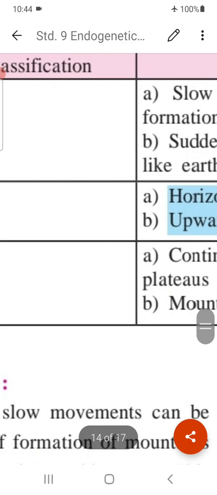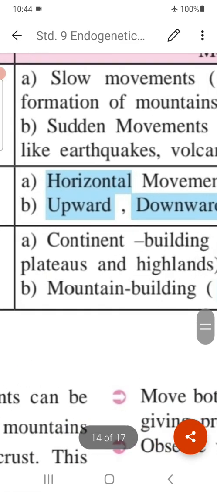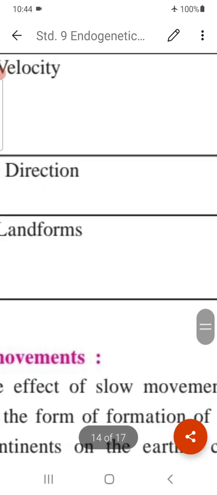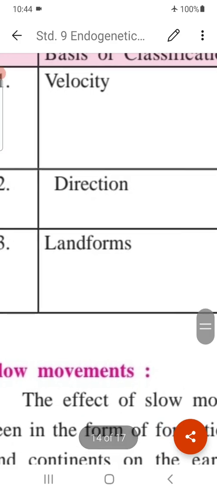Which direction, left or right, or what is it? Let's see. Based on direction, the movements are categorized under horizontal movements and vertical, in the sense upward and downward, both sides movements. Horizontal and vertical words are very familiar to you. You are studying in maths. Horizontal means straight, vertical means upward and downward movements. And again the third category is landforms.